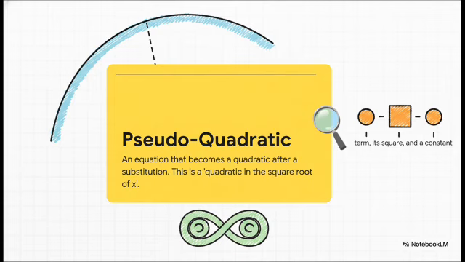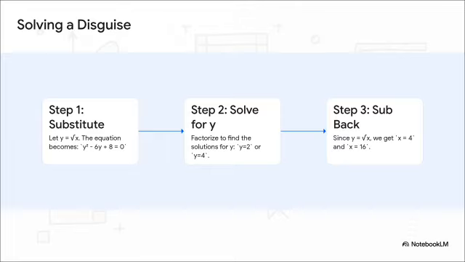And finally, you have a plain old number. When you see that pattern, a term, its square, and a constant, you've found a quadratic in disguise. And here's how we unmask it. We just do a little substitution. Let's temporarily swap out that messy root x for a simple letter, like y. If y equals root x, then y squared must equal x. Now we rewrite the whole equation with y, and boom, it's just a simple quadratic that we can easily factorize.